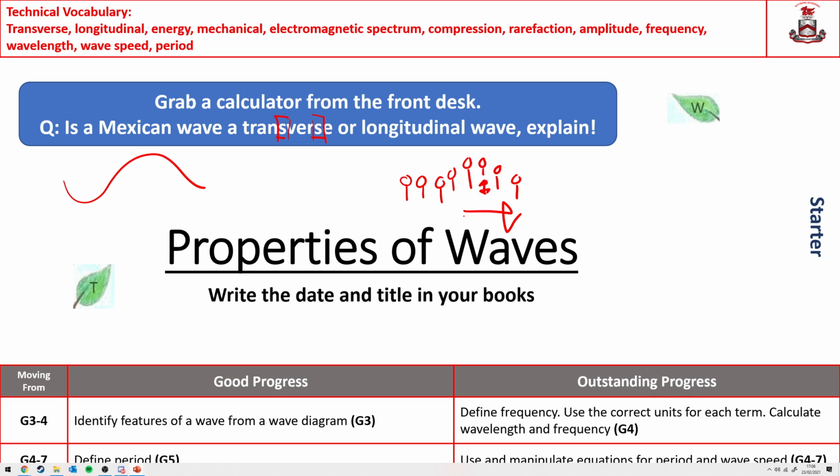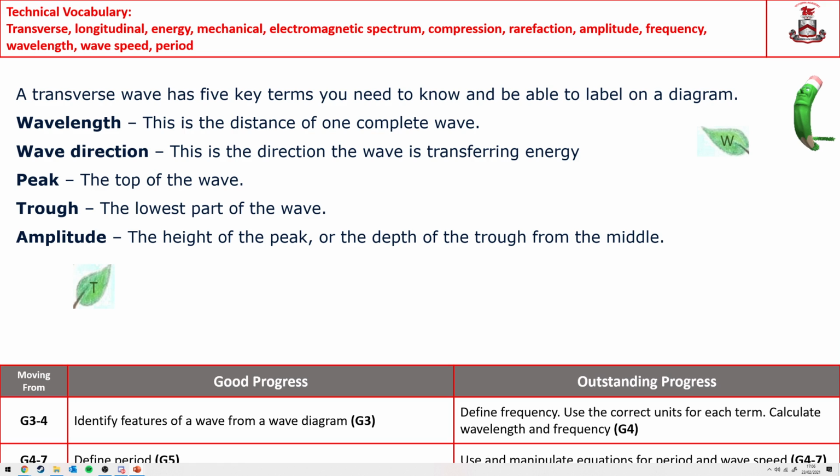So they are moving at 90 degrees to the direction of the wave. Now, these words, we need to absolutely know what these mean. The two most important ones being wavelength and amplitude. Okay? Wavelength is a distance of one complete wave. The easiest way to measure that is go from one peak to the next peak.